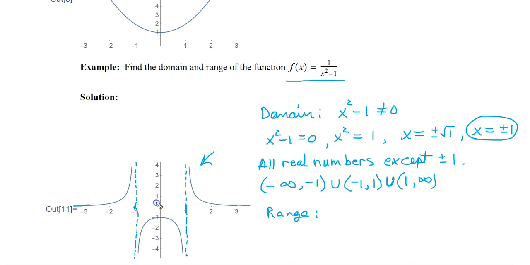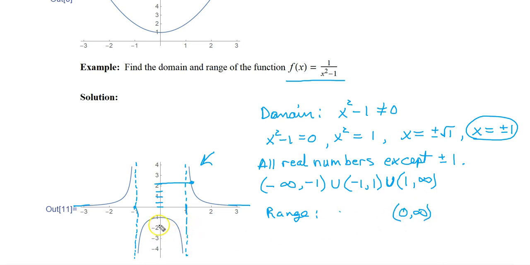And so all of these numbers will be in our range. We see that we can go over and we hit the graph somewhere. So it looks like our range is going to go from 0 to infinity, but it doesn't include 0 because if we go over, we never actually touch the graph. So our range is going to be 0 to infinity.